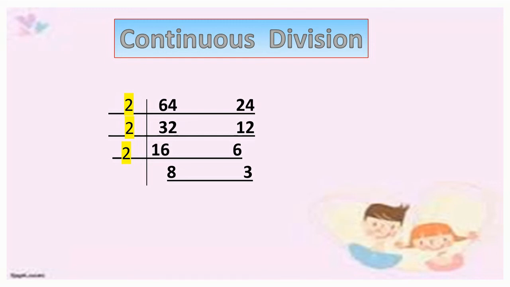Kapag tingnan nyo doon sa 8 and 3, nag-stop na tayo kasi wala na tayong pwedeng i-divide kay 3 na walang remainder, or di na pwede kay 8. Ganon. So, ang susunod dyan, i-multiply na lang natin yung mga may yellow na colors. So, we are going to multiply 2 times 2 times 2 is equal to 8. So, the GCF of 64 and 24 is 8. Ganon siya. Nakuha, kids? Okay.